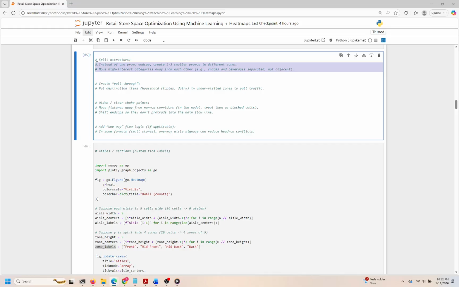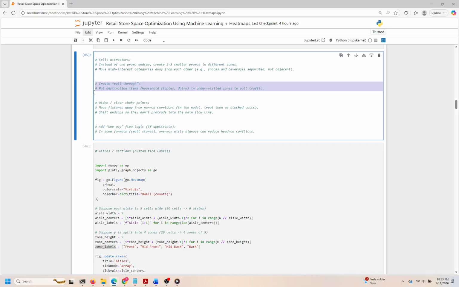Next, we tackle the idea of pull-through. By positioning destination items, like household staples and dairy, in less frequented areas of the store, we can effectively draw customers into these zones. This tactic not only increases visibility for items that might typically go unnoticed, but also encourages shoppers to explore parts of the store they might normally bypass.